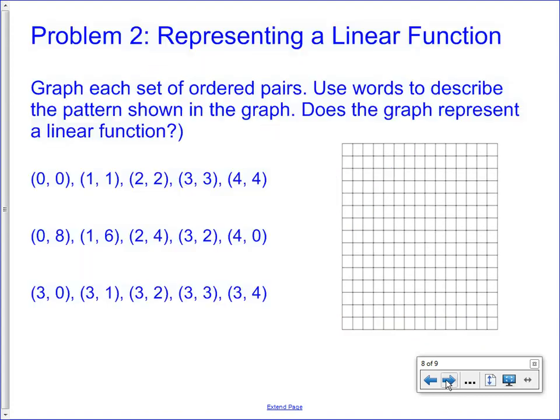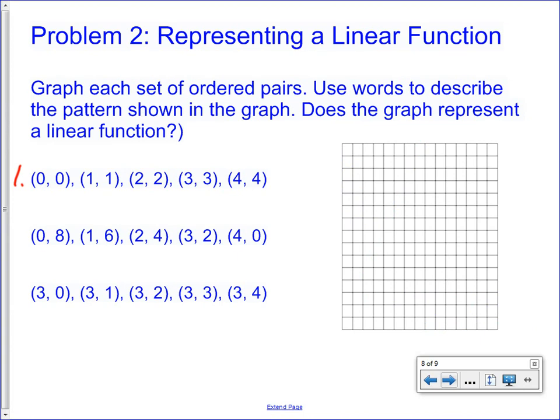All right, problem 2. We're going to represent a linear function. So we're going to graph each set of ordered pairs separately, and then we'll use words to describe the pattern shown in the graph. Does the graph represent a linear function? All right, so here we go. We're going to use red. I'm going to just number these. Number 1 will be the first set of numbers.